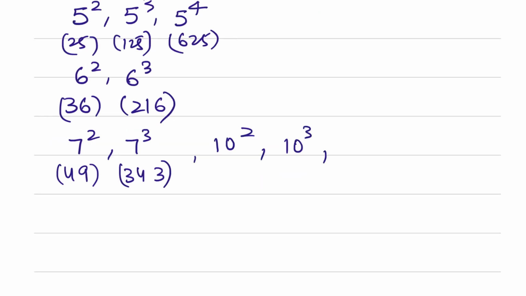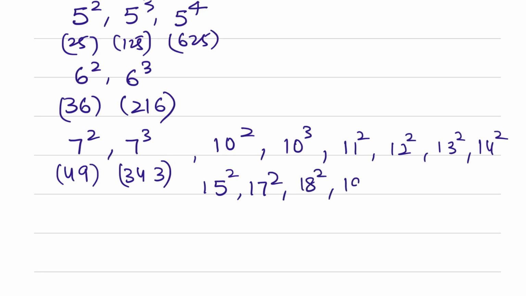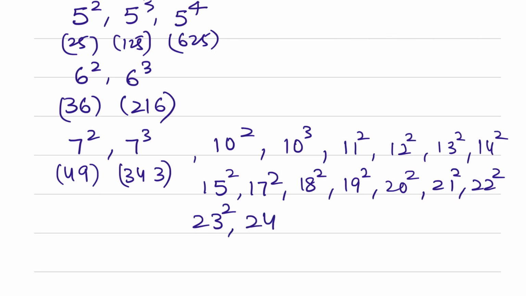So now after this, for all the numbers we can take only the squares. The cubes of them will be more than 1000. So 11 square, 12 square, 13 square, 14 square, 15 square. 16 square will be in the powers of 2, so we need not take that. Then 17 square, 18 square, 19 square, 20 square, 21 square, 22 square, 23 square, 24 square.